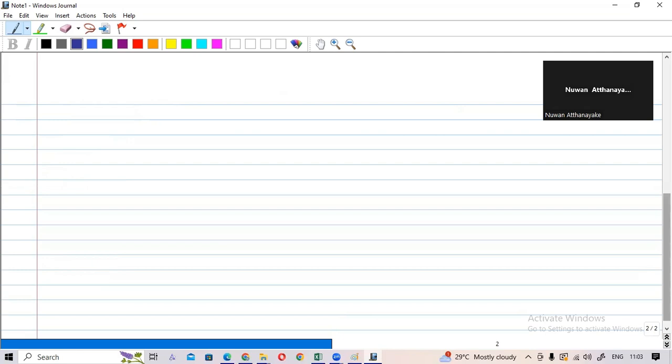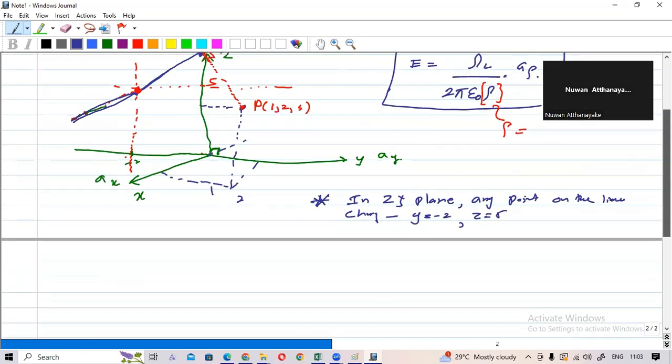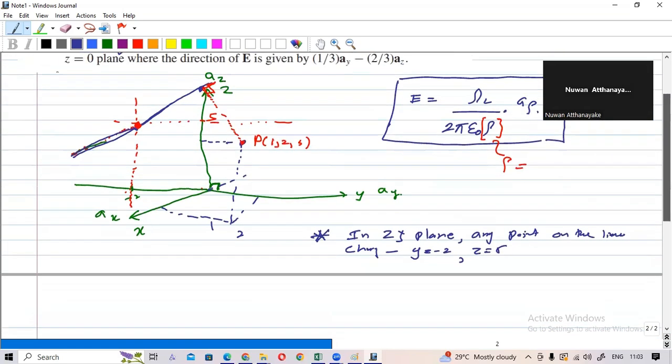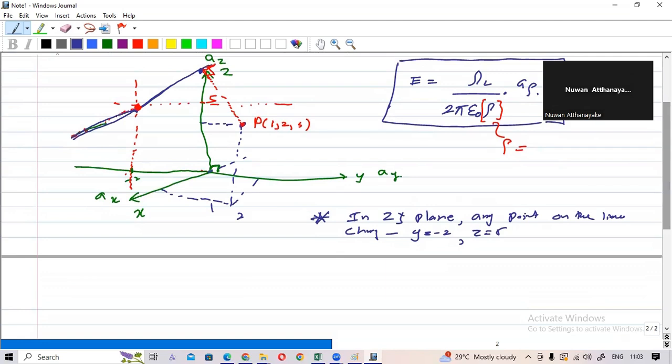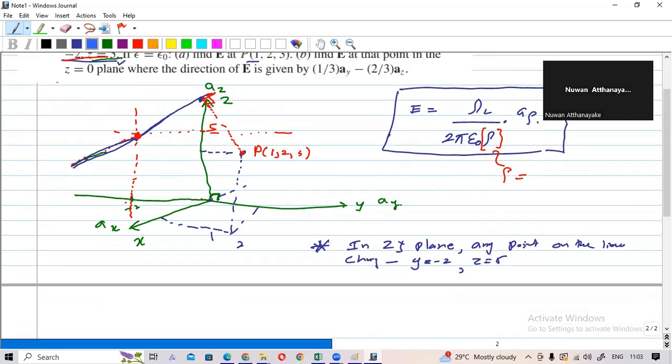So try to think in 3 dimensions. Okay, then you can understand it very well. It is hard to draw the pictures in 3 dimensions. So if you have any problem, you can come and meet me, and then I can explain this.